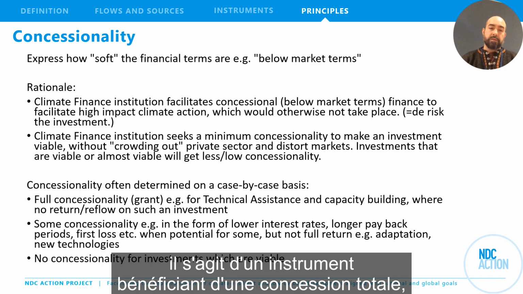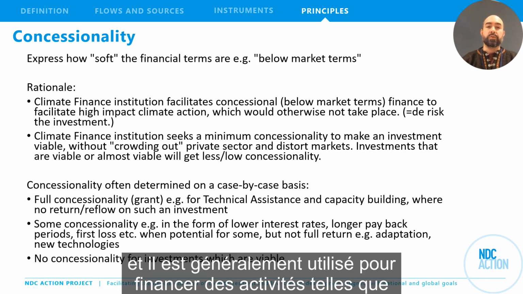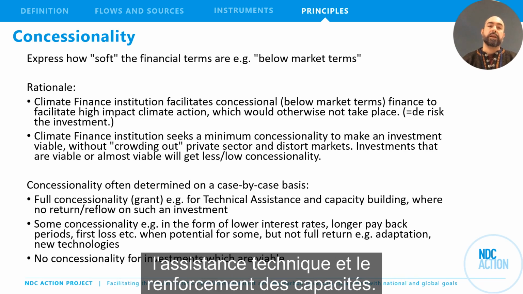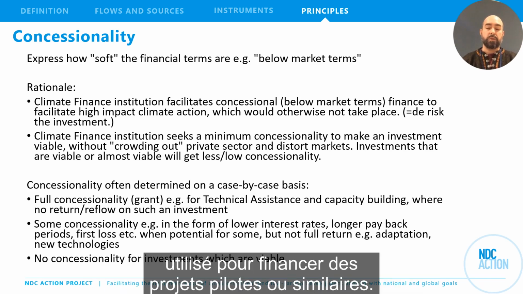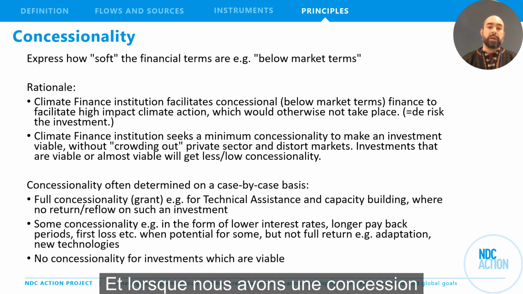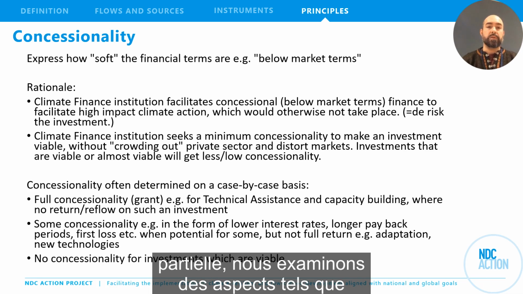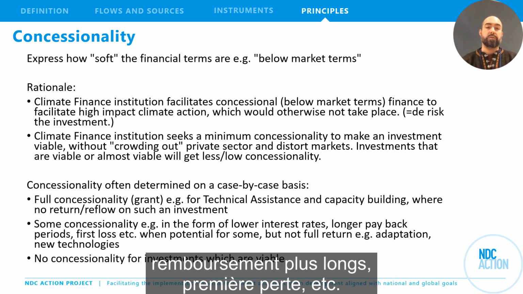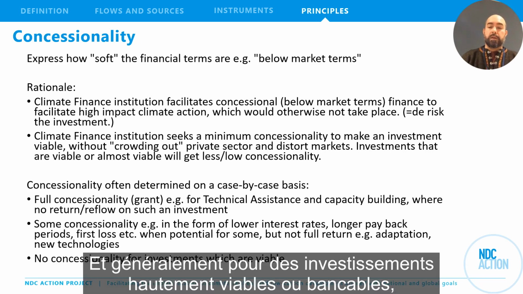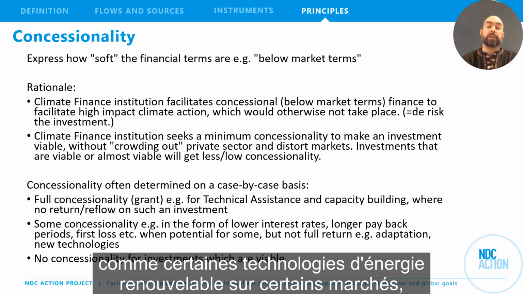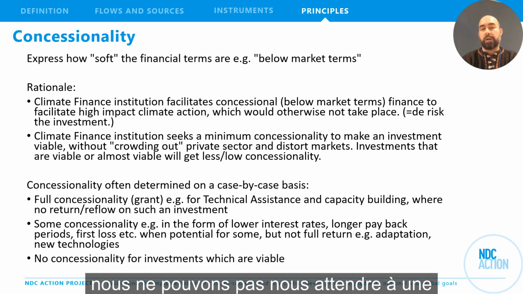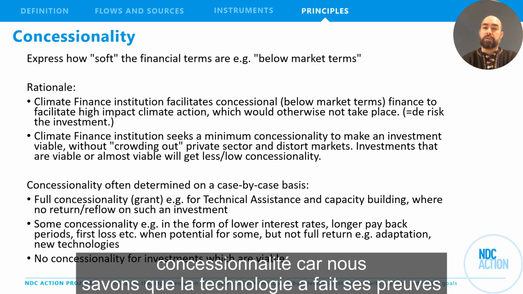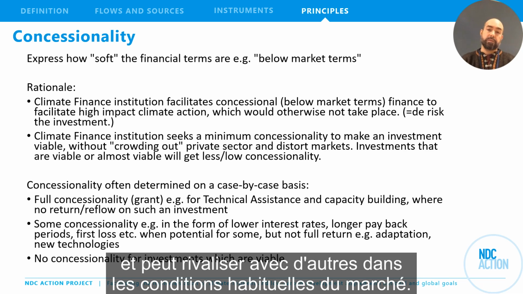And when we talk about grants, this is an instrument with full concessionality, and is usually used to finance things such as technical assistance and capacity building, as mentioned. It can also be used to finance pilot projects or similar. And then when we have partial concessionality, we look at aspects like lower interest rates, longer payback times, first loss, and so forth. And usually for highly viable or bankable investments, like certain renewable energy technologies in certain markets, we cannot expect any concessionality because we know that the technology is proven and can compete on the regular market terms with others.